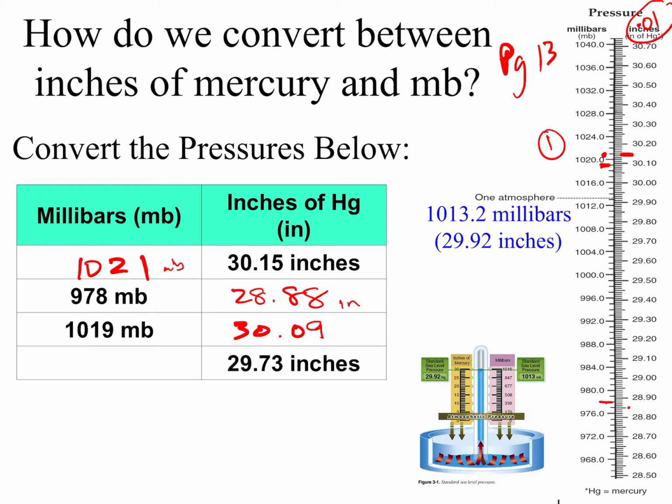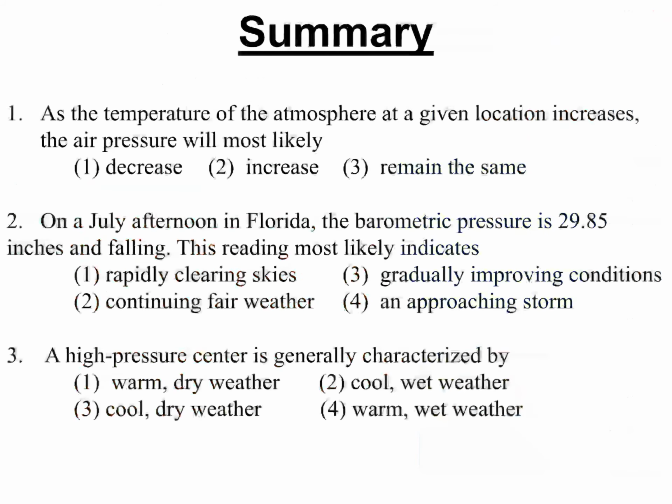And then we have 29.73. 29.73 is right there, and that is just about 1007. Okay, so make sure that you can read this chart. It's pretty simple. Just make sure that you know what they're going up by. All right, millibars goes up by ones, inches goes up by hundredths.